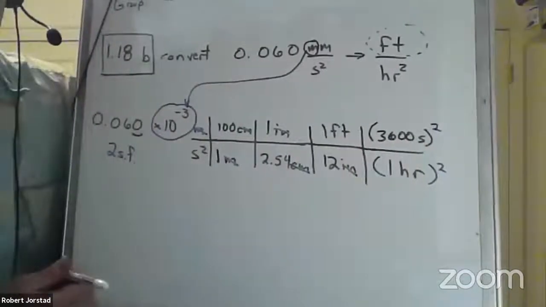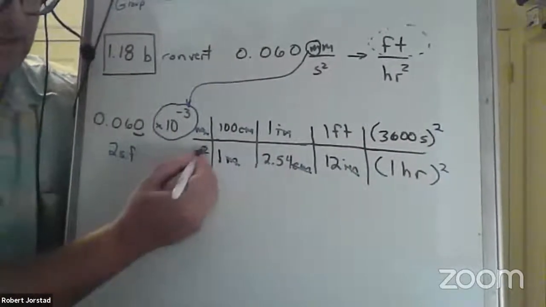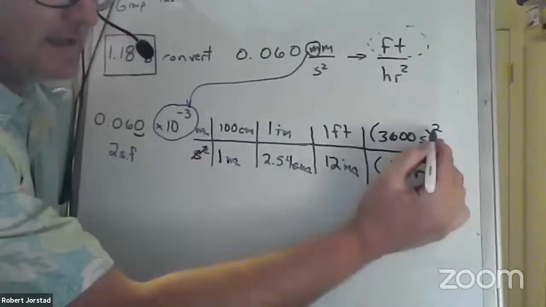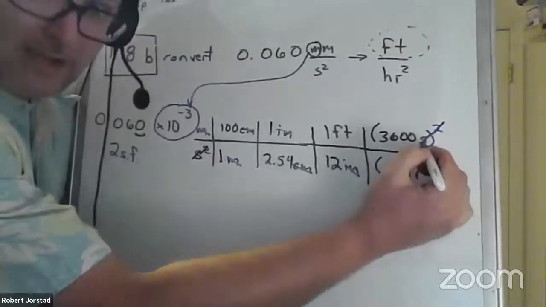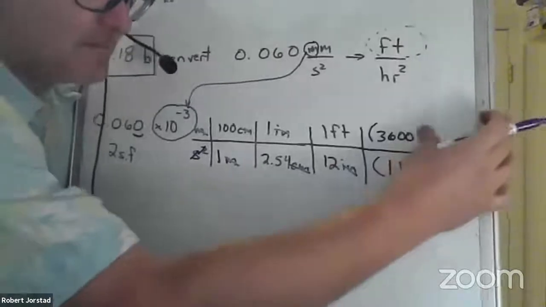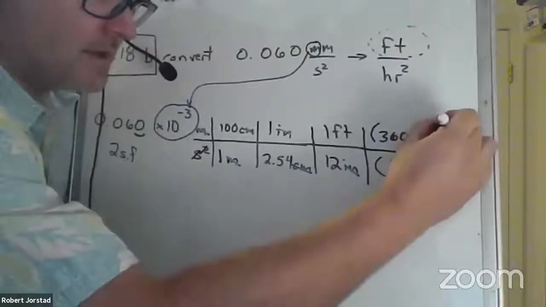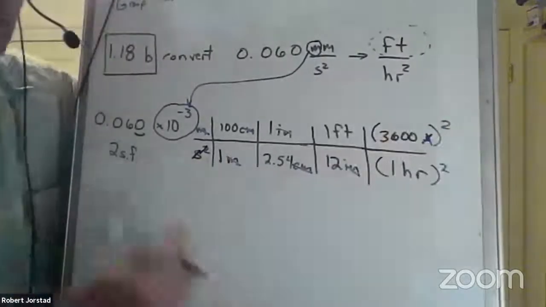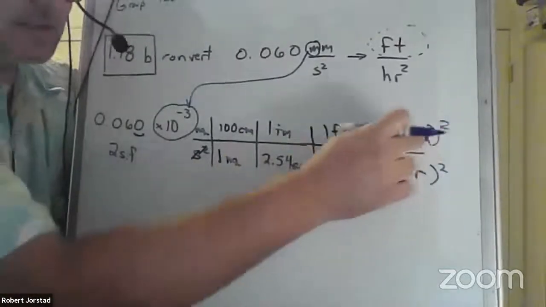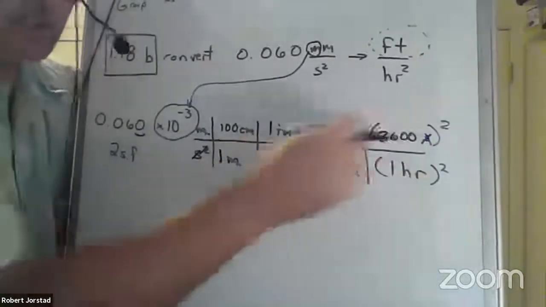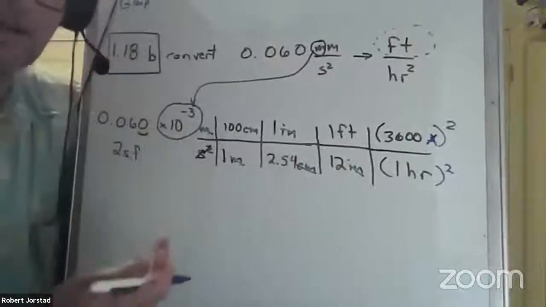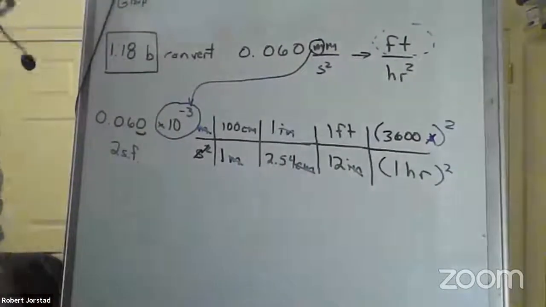And what happens is students will come in here and see this and cancel it, and then they'll cancel this. That's wrong. You cancel the seconds squared, right? Because the units also get squared, but the number still gets squared. Sometimes people forget to square the number, and then they miss those easy points.